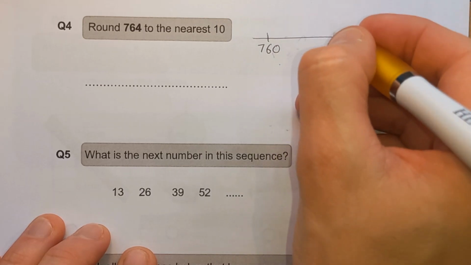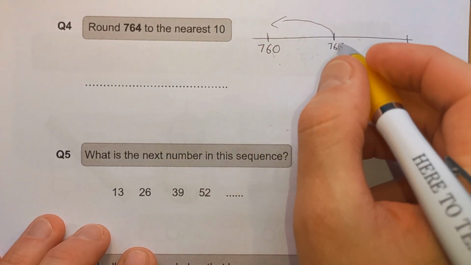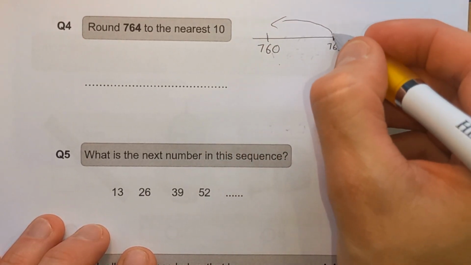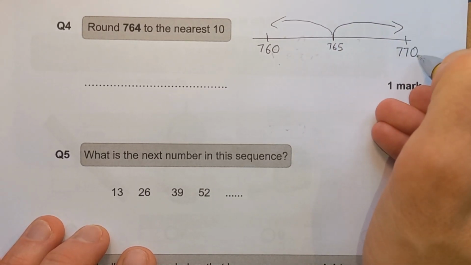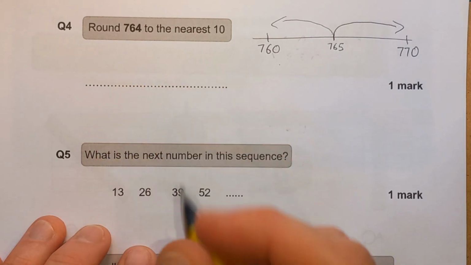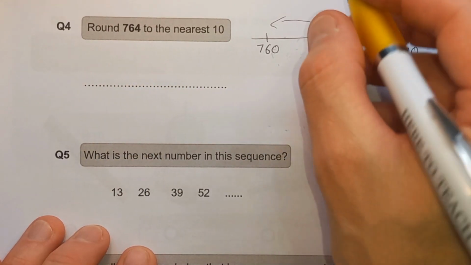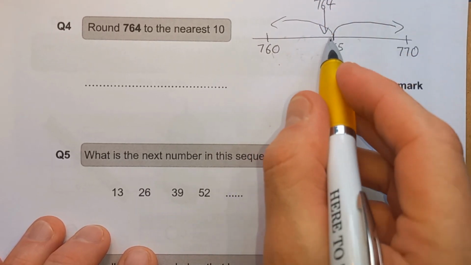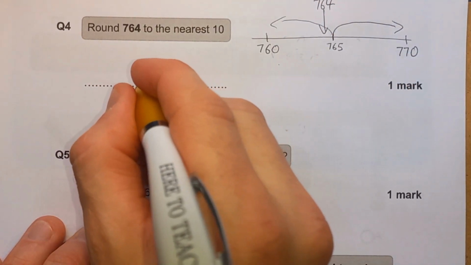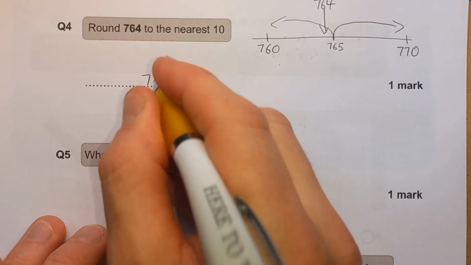Okay. Now anything that's here, we're going to round down to 760. And anything from here upwards, we're going to round up to 770. So where would 764 fall? Well, it's going to be in here somewhere. So that means it's going to be on this side. So the nearest 10 would be 760.